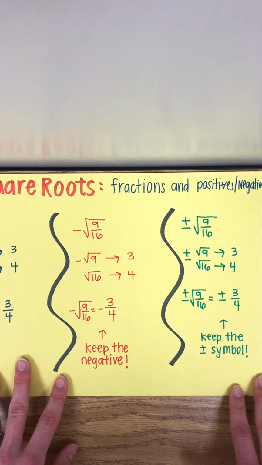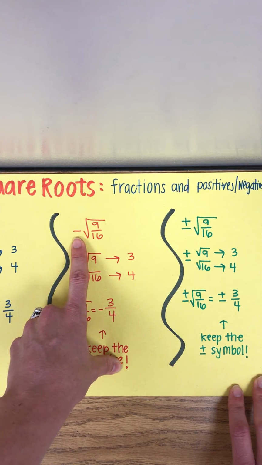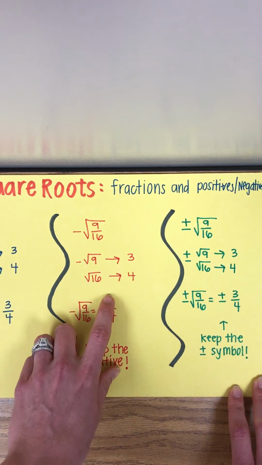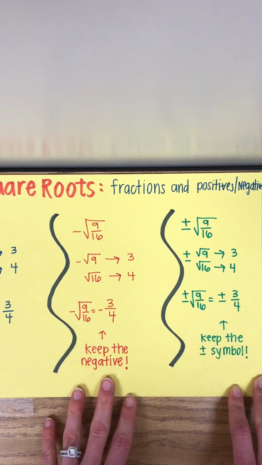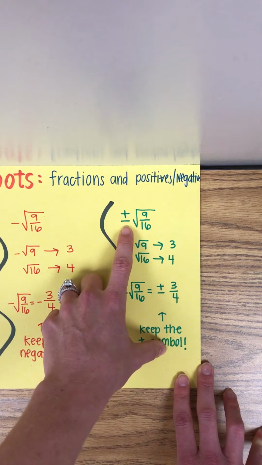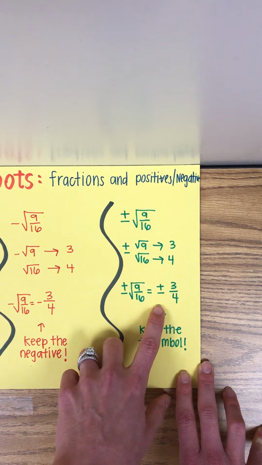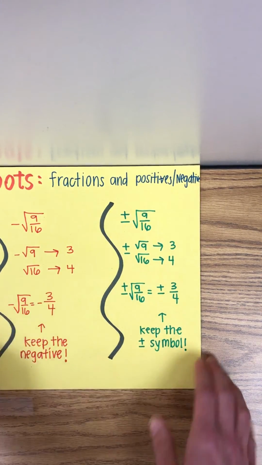Over here we have the same example except there's just a negative in front of the square root sign. You're still going to do the same thing, finding the square roots of each number, but at the end you're going to keep the negative the same. Again, here as well, we have the positive and negative symbol for the square root of 9/16, still finding the square root of 9 and 16, but again, still keeping this symbol right here in the front, both the positive and negative sign.